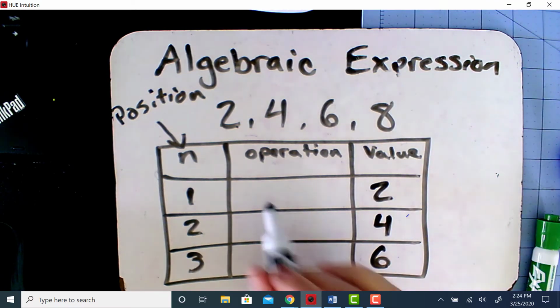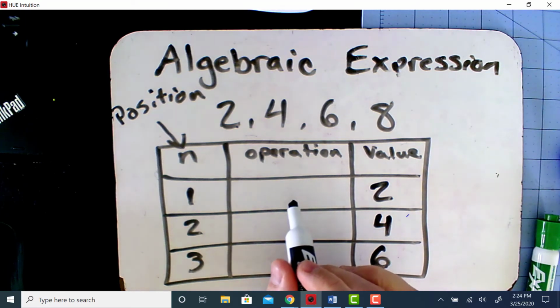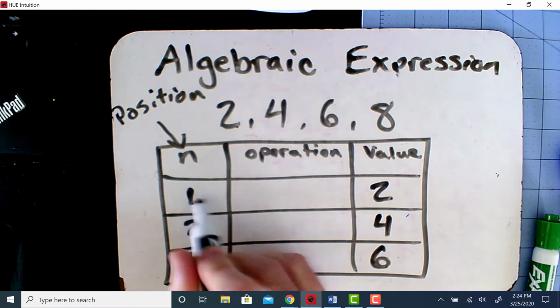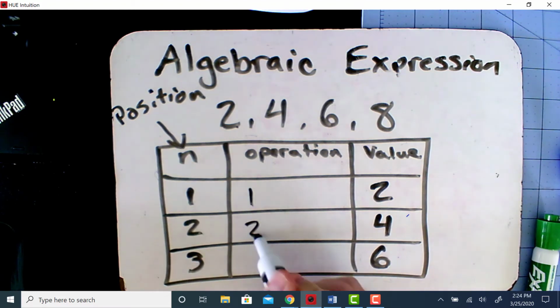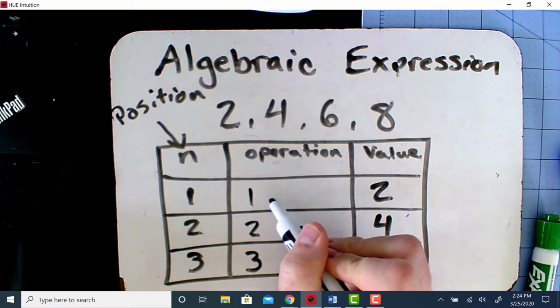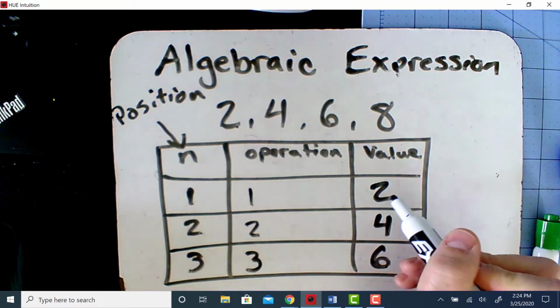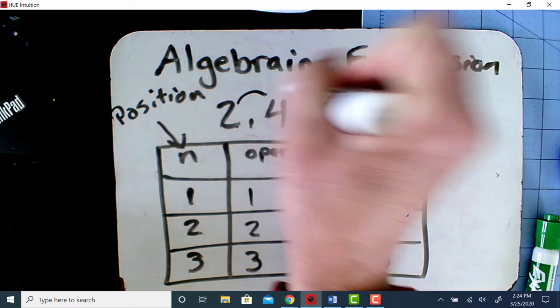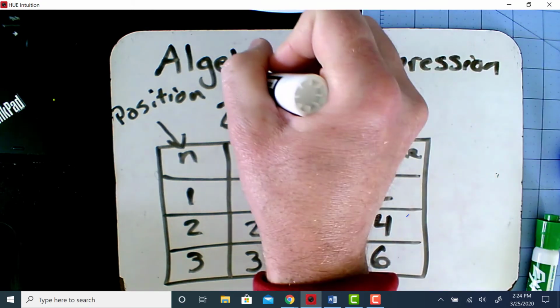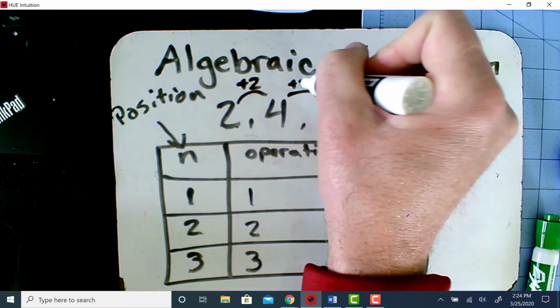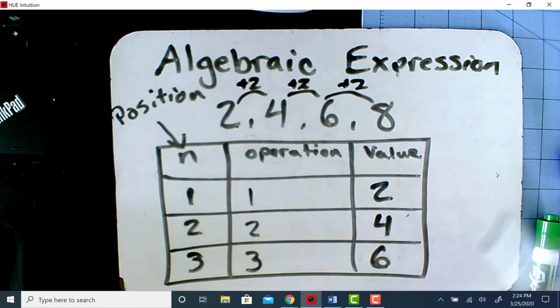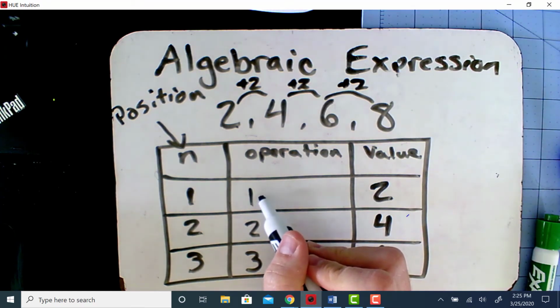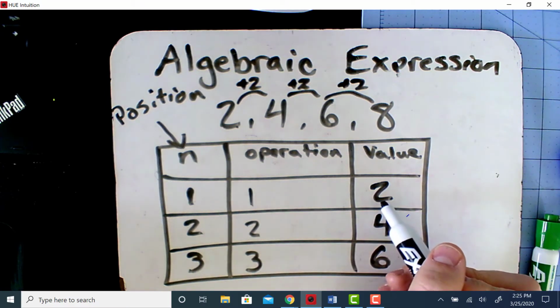Now I have to fill in my middle column, and this is the column that's going to help me write my algebraic expression. I'm going to take the position that I have, 1, 2, and 3, and perform an operation on that position so that it gets me the value that I'm supposed to have. To help me figure that out, I'm going to look at what's happening each time in this sequence. If I described it, I'm adding 2 each time. Now, if I take my position number and add 2 to it, it's going to get me 3, not 2. So that doesn't work.